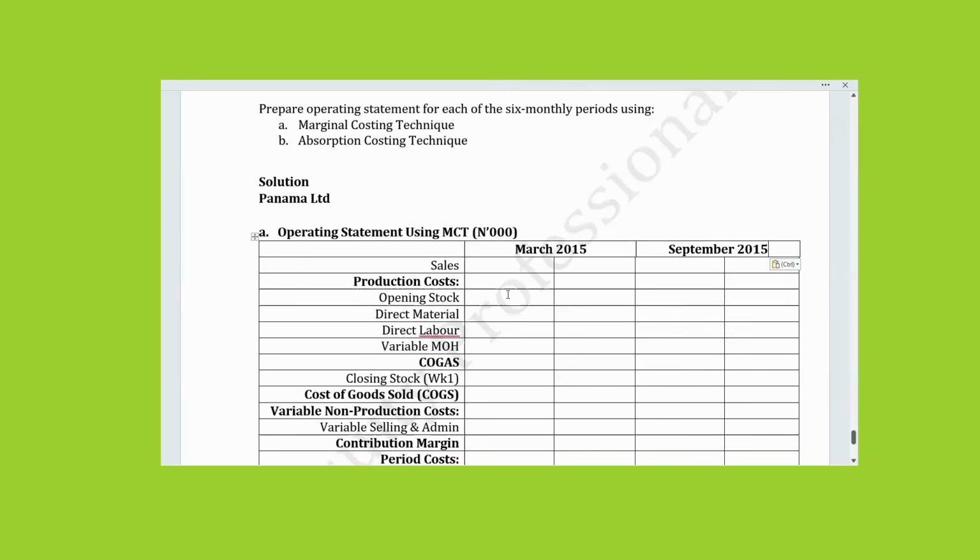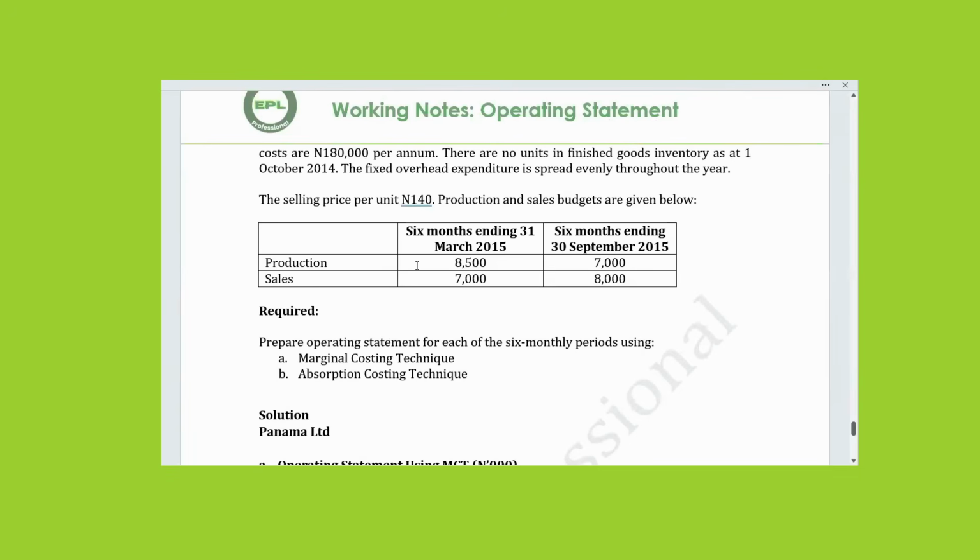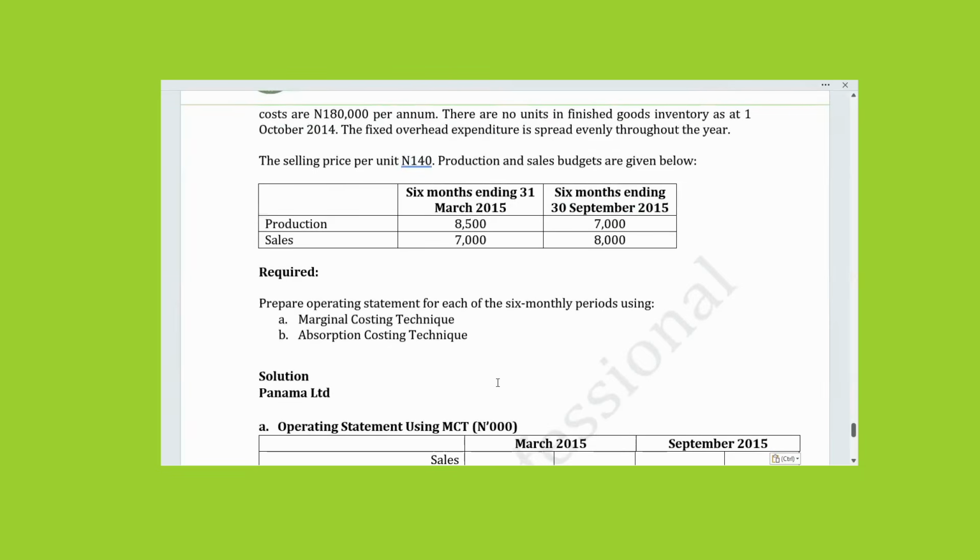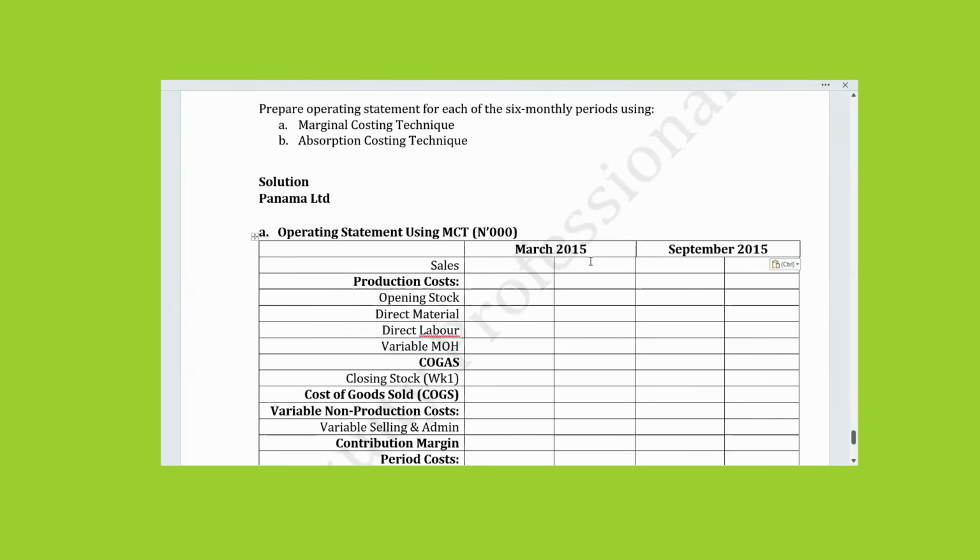So we need to determine sales value in March. I will then go to the question: how many units were sold in March? The company sold 7,000 units. What is the selling price? Selling price per unit is 140 naira. So 140 multiplied by 7,000. What do you have? 980,000. So I will then come here, 980. We are going to ignore September for now. Let's concentrate on March 2015.